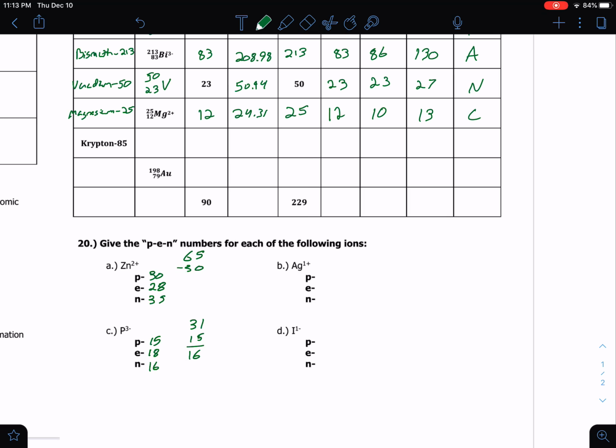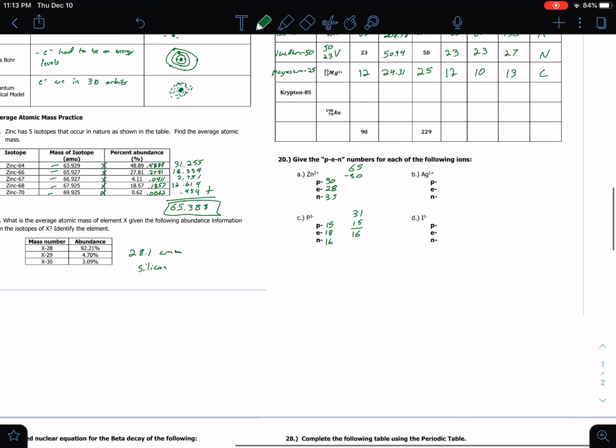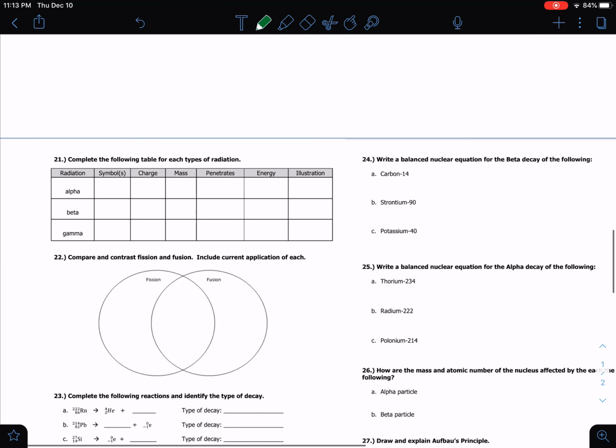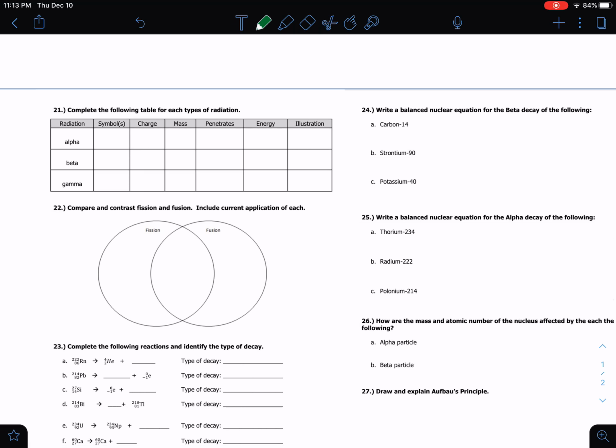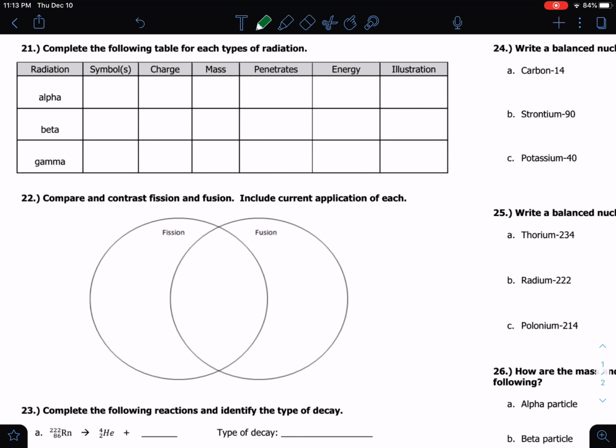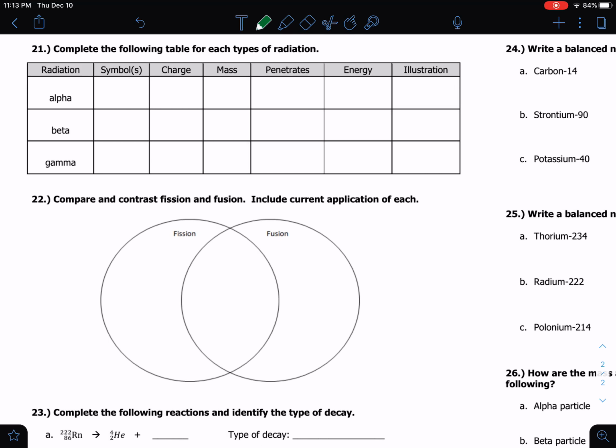So let me get back over to my thing. Okay, so we're going to move down. Number 21, complete the following table for each of the types of radiation. We're going to go through these fairly quick.